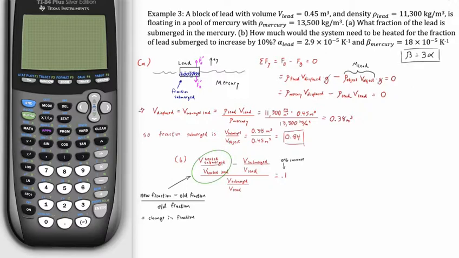So that means that the same amount of lead is not going to float above the surface. What's actually going to happen is that the density of the mercury is going to be decreasing at a greater rate than the density of the lead.